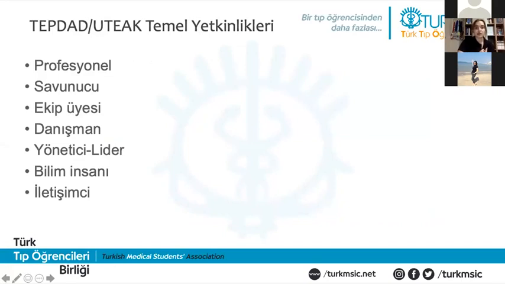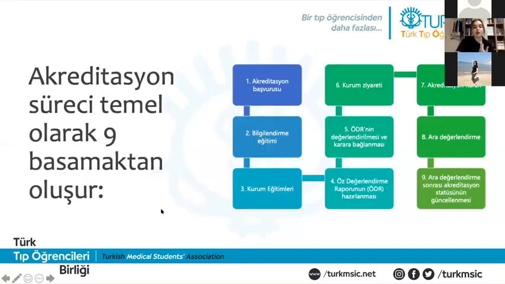Daha sonrasında UTAK bu standartları belirlerken Türkiye'de yetişmiş bir tıp fakültesi öğrencisinin hangi mesleksel ve soft skill dediğimiz özelliklere sahip olması gerektiğini düşünmüş ve ekranda görmüş olduğunuz 7 tanesini belirlemiş. Belirlenen standartlar, biz mezun olduğumuz zaman profesyonel, savunucu, ekip üyesi, danışman, yönetici, bilim insanı ve iletişimci bir doktor olmamızı sağlayacak bir eğitim sistemi olması için benimsenmiş ve bu özelliklere hizmet etmesi amaçlanmış. Şimdi Türkiye'deki akreditasyon süreci temel olarak 9 basamaktan oluşuyor.